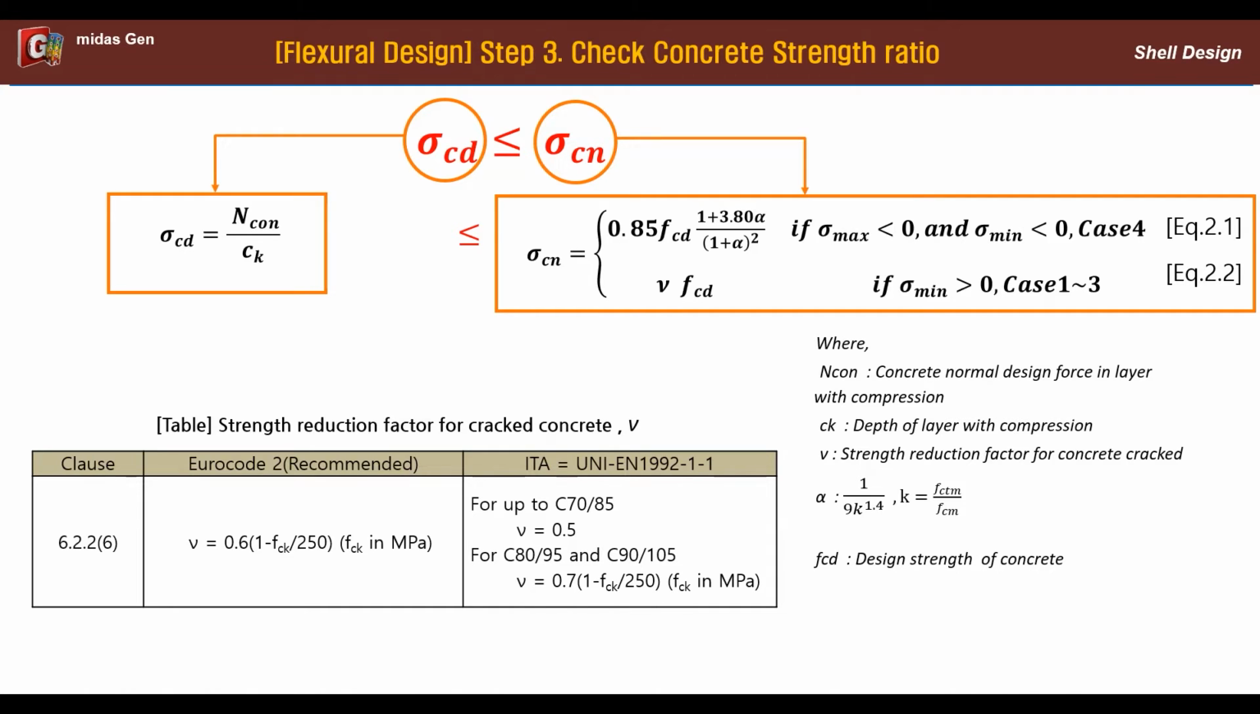Look at the table of NU for the strength reduction factor for the cracked concrete. In Eurocode 2, NU value is different for each concrete compressive strength value. And in the case of Italian code, NU value is calculated by a slightly different formula. Not only Eurocode but also Italian code supports shell design in Gen.